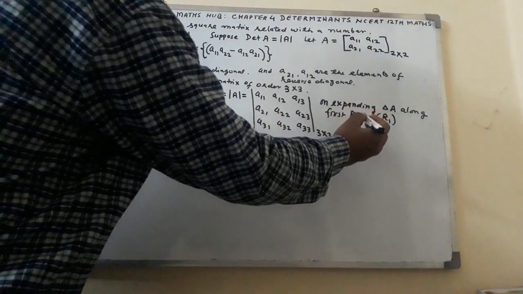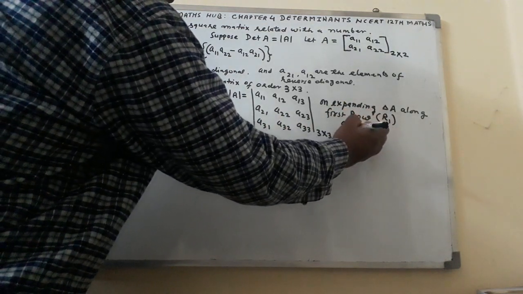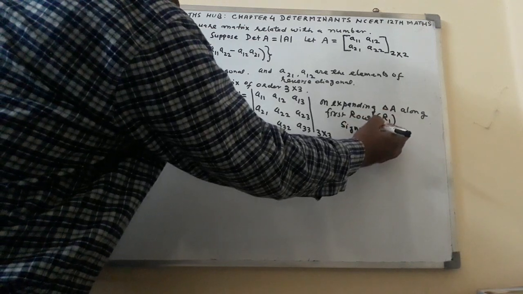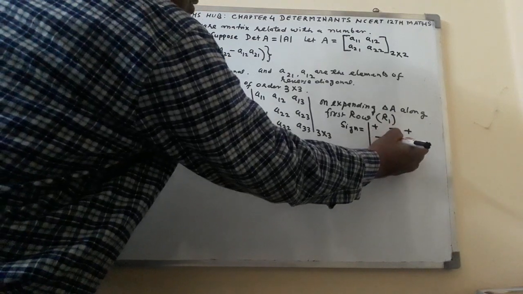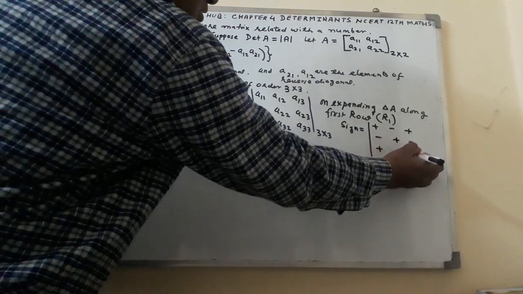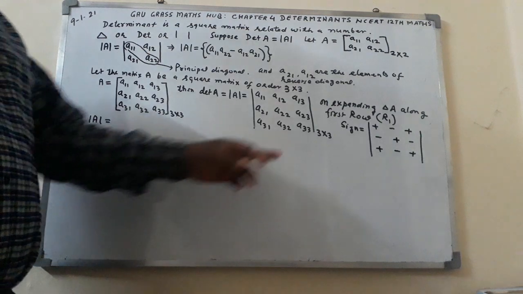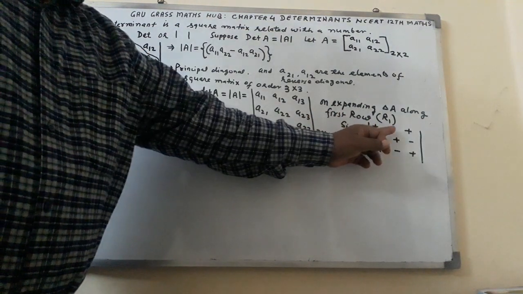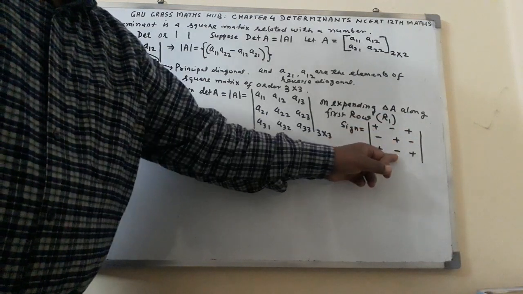First row, this is the notion. Sign, I shall elaborate sign like this. Plus, minus, plus, minus, plus, minus, plus, minus, plus. Sign, first row, in first row, plus, minus, plus, minus, plus, minus, plus, minus, plus.